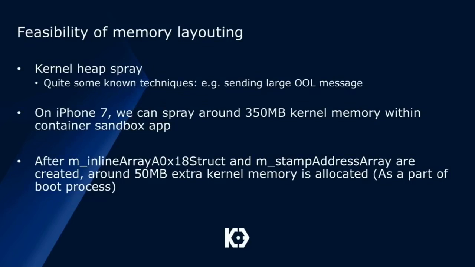So we definitely need heap spray technologies. And luckily, this is not a problem because it is well published and you can find a lot of public articles about it. On iPhone 7, under our test, we can spray around 350 megabytes of kernel memory within the container sandbox applications. And after those two arrays are created, there are around 50 megabytes of extra kernel memory allocated.